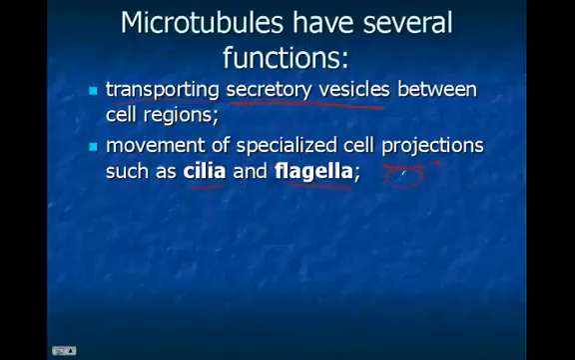So that's an example of cilia, and then everybody probably knows the example I'm going to talk about for flagella, which would be sperm, right? Sperm cells have just this single long tail-like structure that moves with a whip-like motion, and that's your flagella. And again, microtubules are the main component of cilia and flagella.